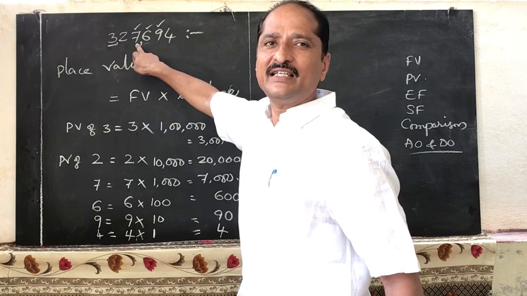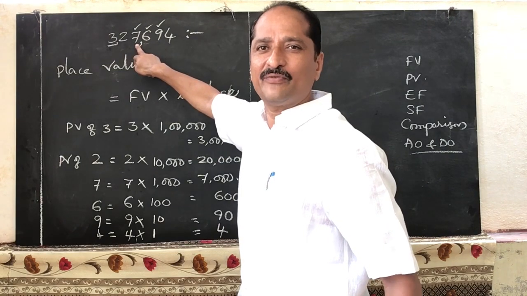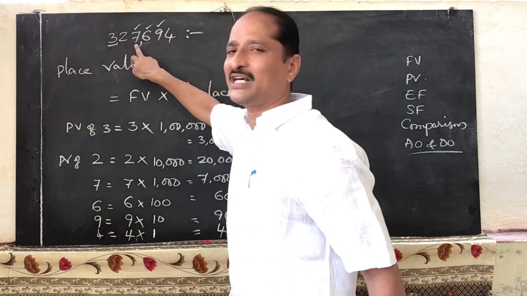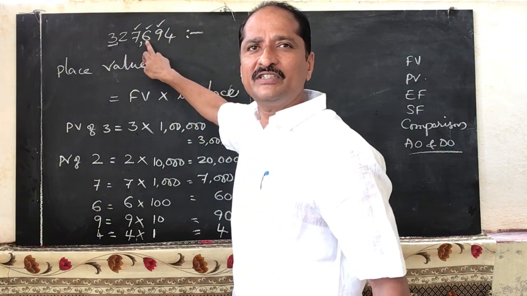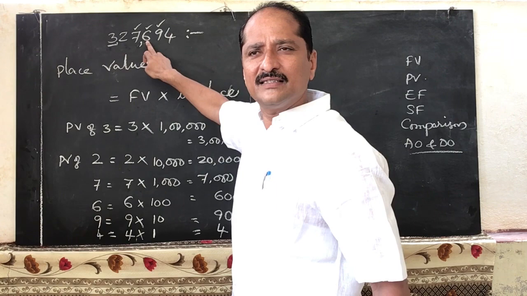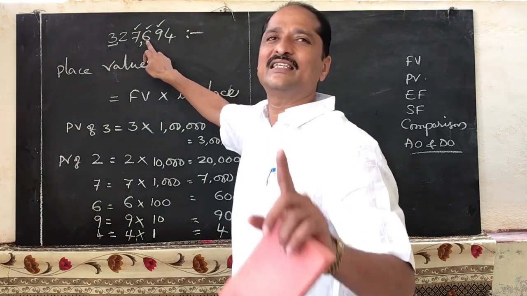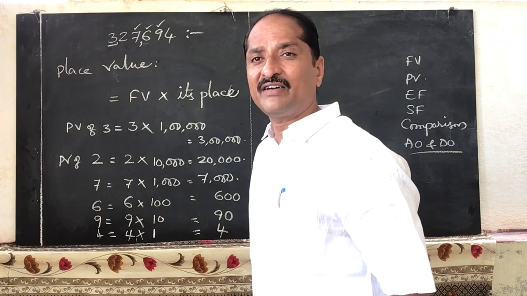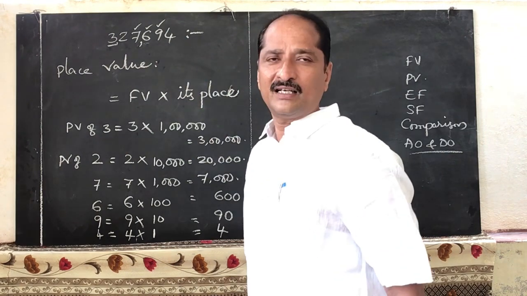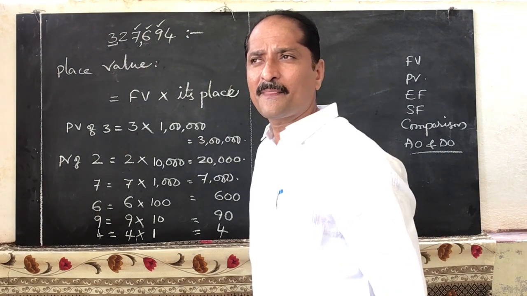7 into, 7 is in which place? Thousands place, 1,000's place. So 7 into 1,000, 7,000. Next, 6 into, 6 is in which place? Very good, 100's place. So 6 into 100 is equal to 600. Then what is the next digit? 9. Good. So 9 is in which place?